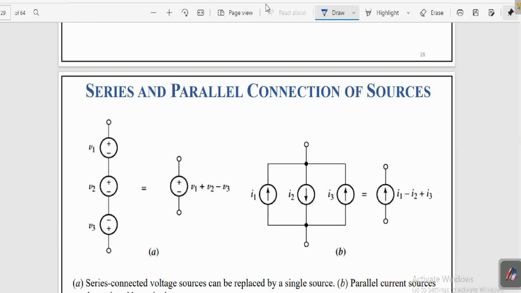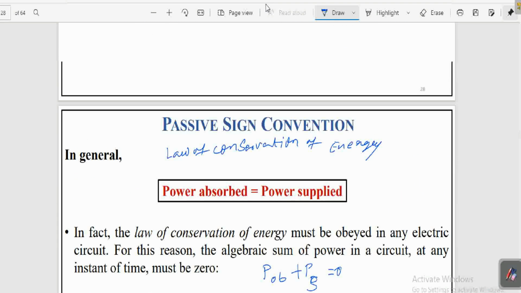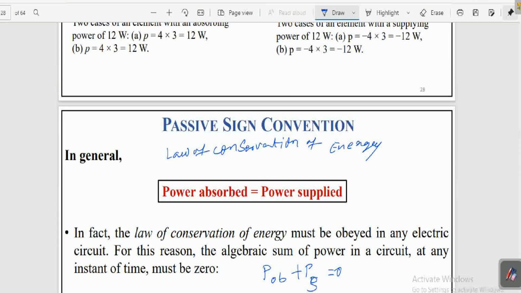Let us take some examples for passive sign convention.